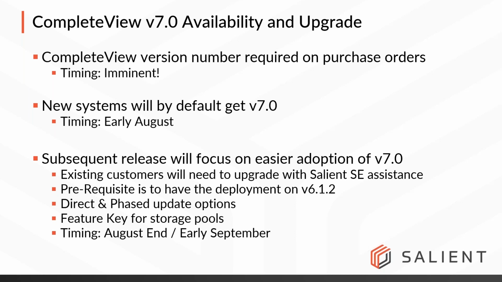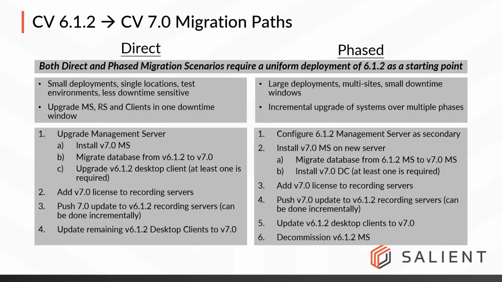If you're excited about taking advantage of version 7.0, one of the things that you can start doing right now is to get your deployment to version 6.1.2. That's going to be the prerequisite for getting yourself to version 7.0. Now, when it comes to the actual migration path, we have two approaches, a direct path and a phased approach.